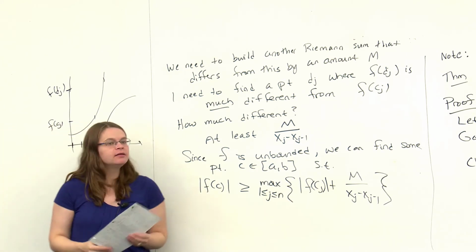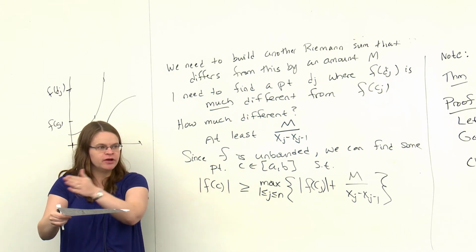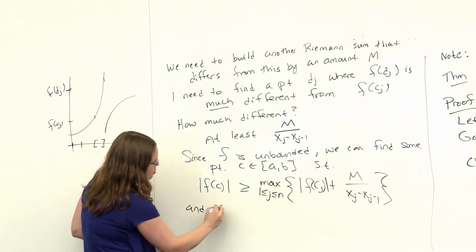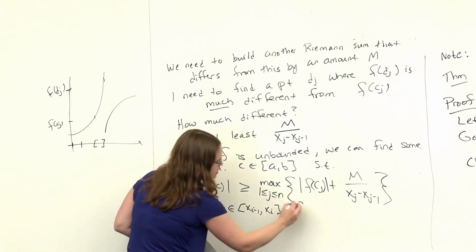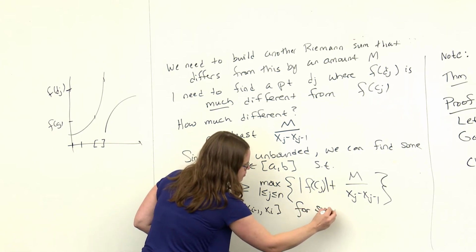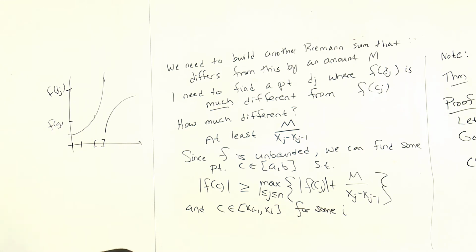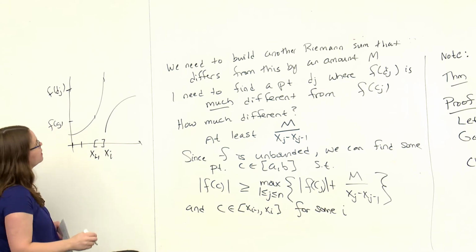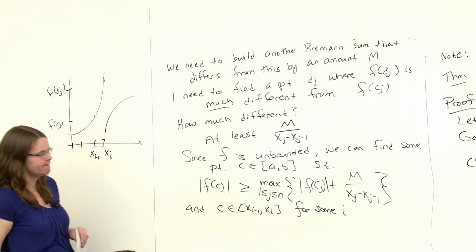All right, this point lives between a and b. That means it lives in one of these little subintervals, right? It has to live in one of them. So we're going to say c lives in xi minus 1 to xi for some choice of i. Okay, so over here, this is going to be my xi minus 1, and this is going to be my xi. And maybe this is where I chose my c.